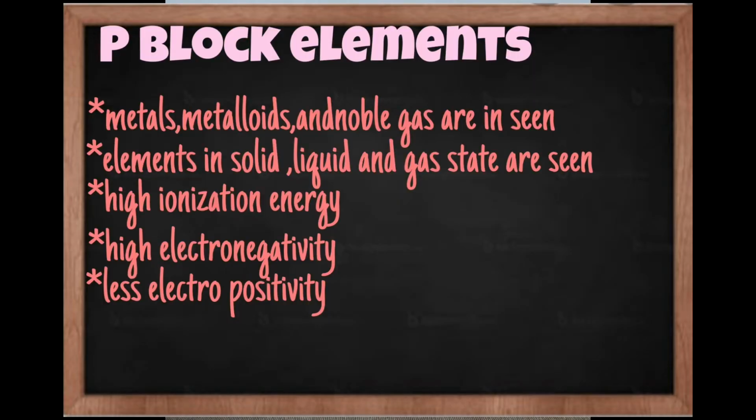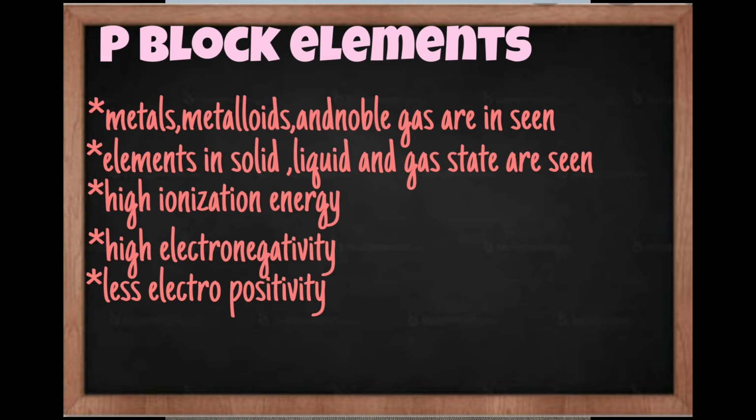Now next, the P block elements. You can note this in your notebook. These are the characteristics of P block elements. Metals, metalloids and noble gases are seen in P block elements.